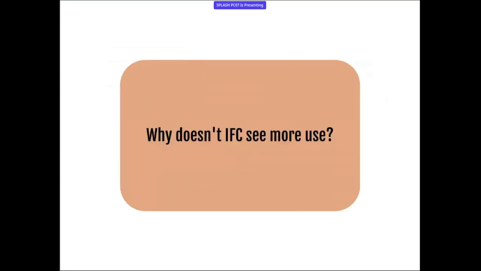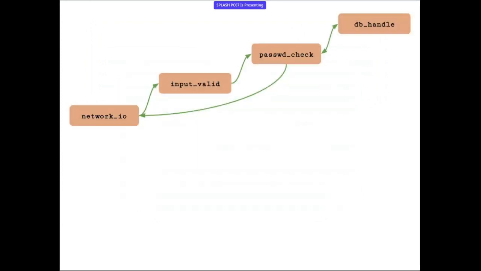And okay, so if information flow control is so cool, why doesn't everybody use it? It's not a new idea. I can come up with it, obviously. It's been around for decades. Why isn't it in wider use than it is currently?